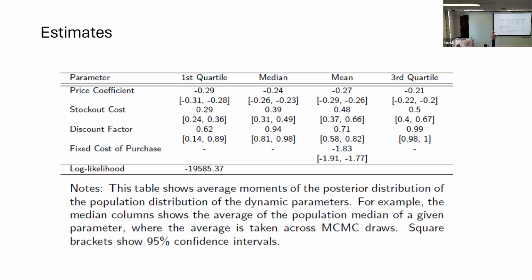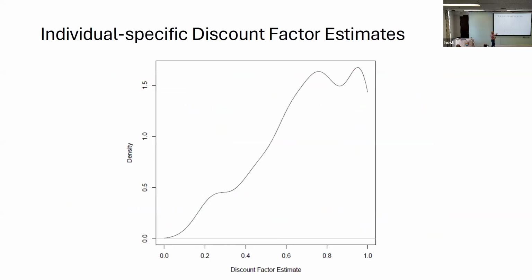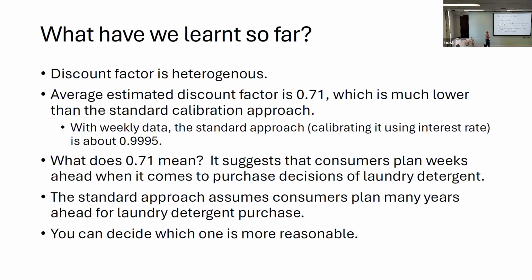And so it's actually very heterogeneous. If you plot the estimate of the discount factor, you will see that it has a huge range. It ranges from close to 0 to something close to 1, right? And the average value, as I said, is 0.71. And so what have we learned from this? Number one, this construct is pretty heterogeneous.